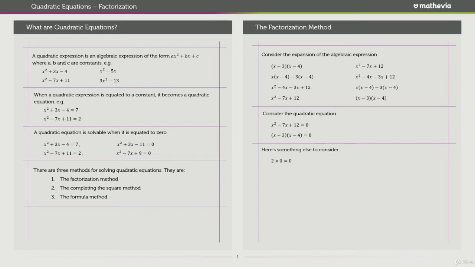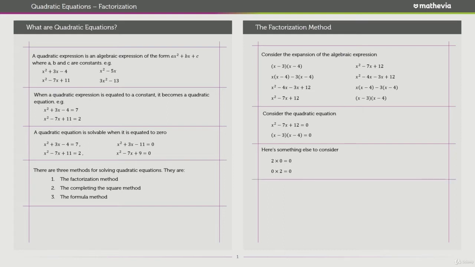Now, here's something else to consider. If you multiply 2 by 0, you have 0. And if you multiply 0 by 2, you have 0. But if you have 2 times 4 or 7 times 5 or 5 times 11, you can never get a product 0. The only way you will multiply two things to give you an answer 0 is if one of the numbers you're multiplying is 0.